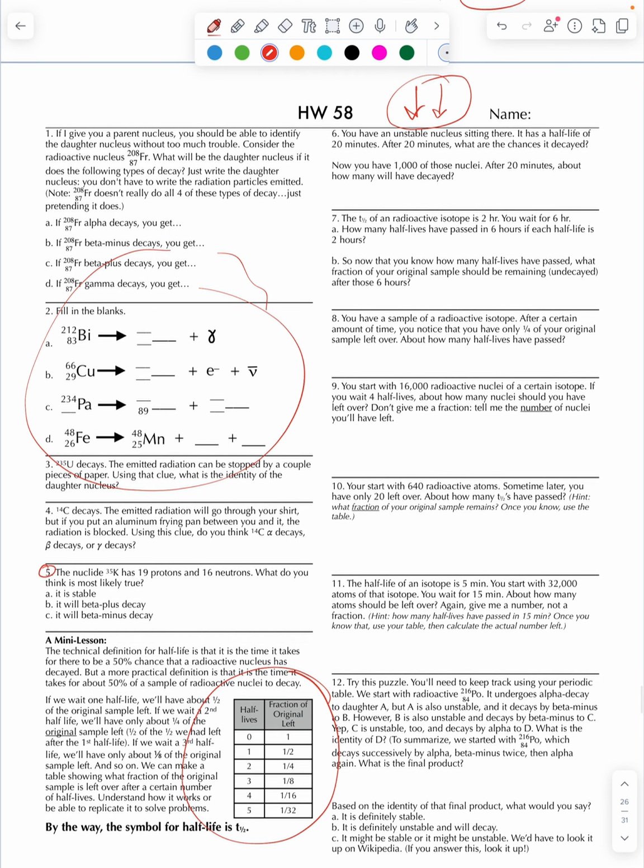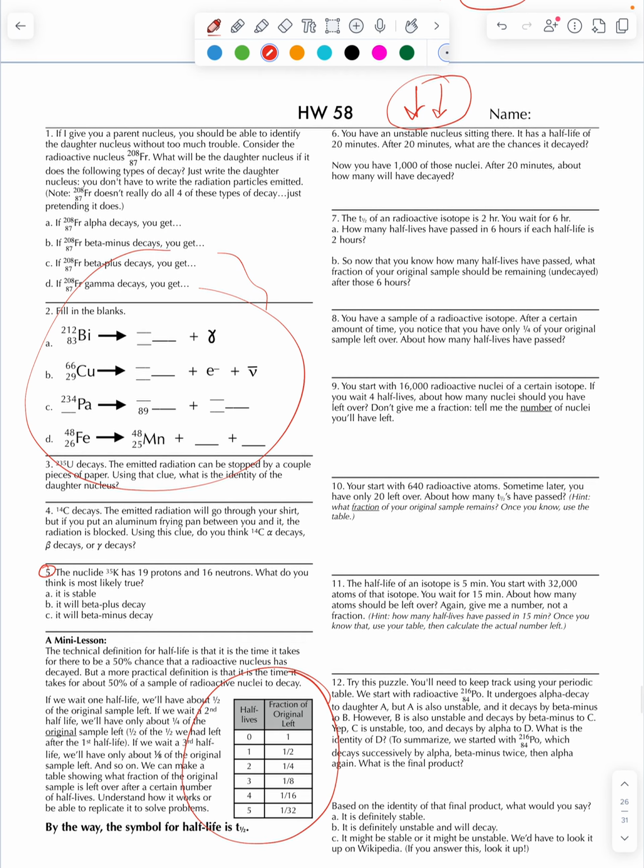Number 7. The half-life of a particular radioactive isotope is 2 hours. So I can zoom in a little bit. You wait 6 hours. How many half-lives have passed? Three half-lives, right? So 3 T1 halves. So well, I'll go ahead and read the question. What fraction of the original sample remains? Well, look at our table. After 3 half-lives, 1/8 remains. So we'll have 1/8 remaining.